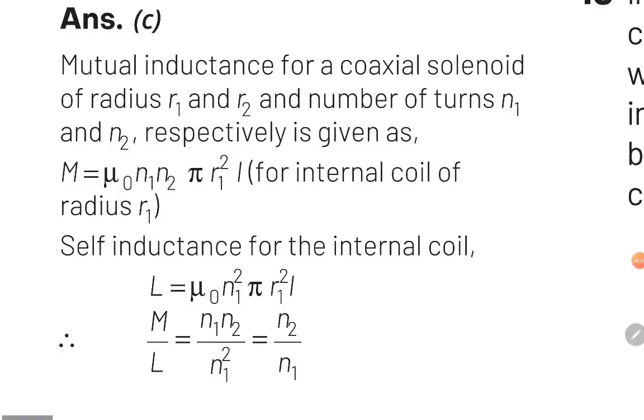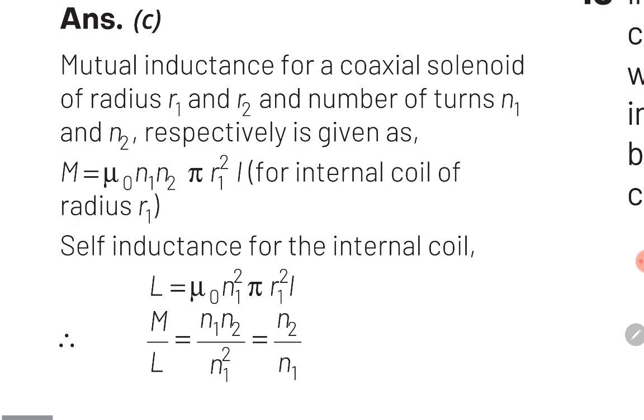Yes students, you can observe here that when you have one solenoid inside the other, mutual inductance is given by the equation mu naught n1 n2 into area into length. Guys, in this equation we always use area of the smaller solenoid, which is the inner coil, and therefore this area will be equal to pi r1 square. So guys, mutual inductance M will become equal to mu naught n1 n2 into pi r1 square into L.